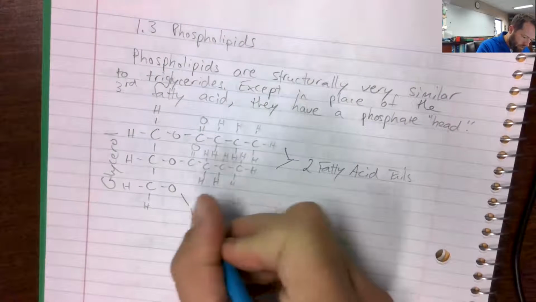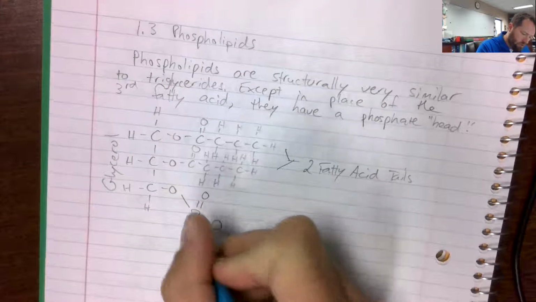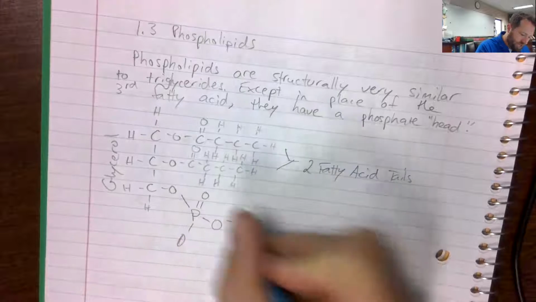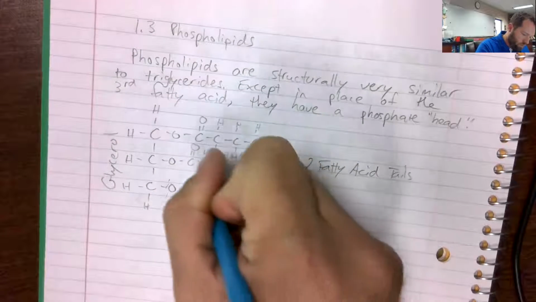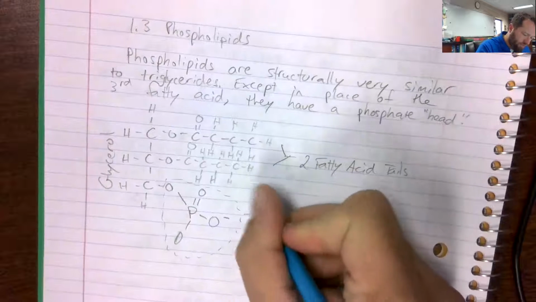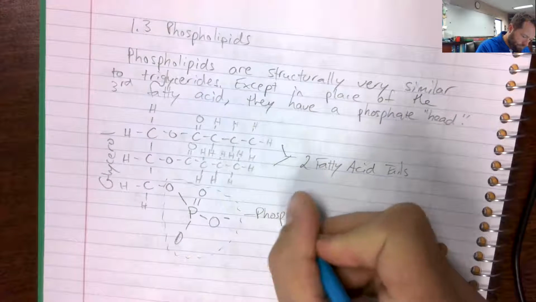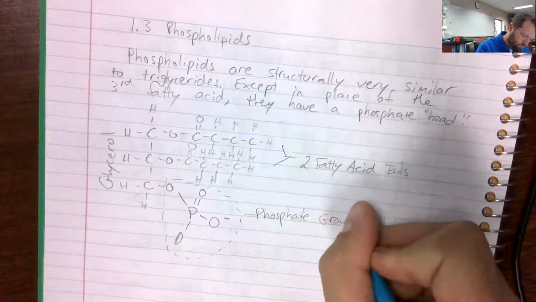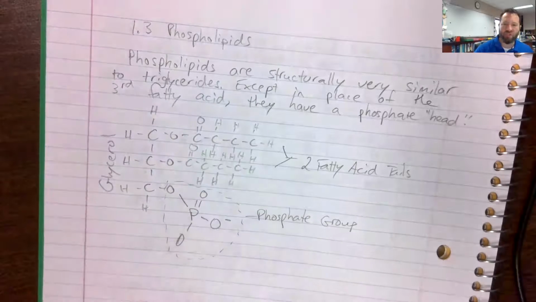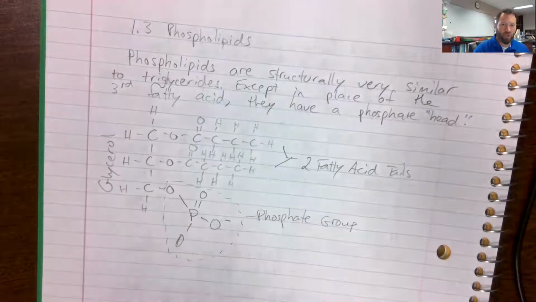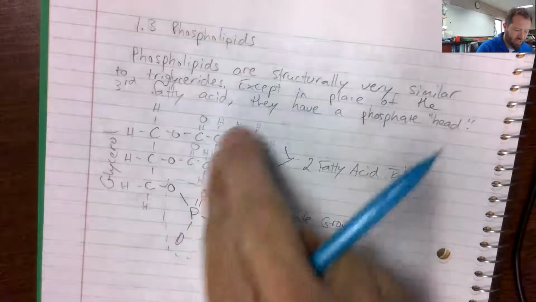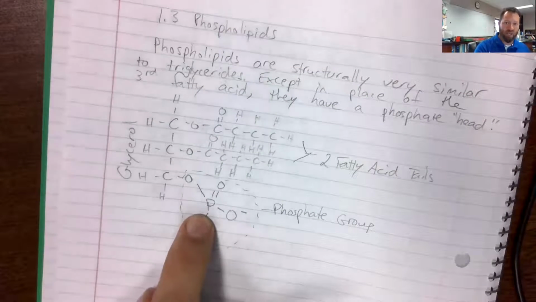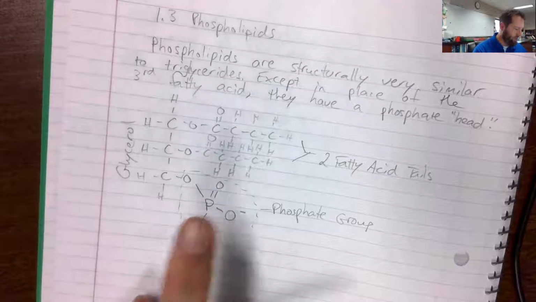We are not going to add another fatty acid tail. Instead, we're going to add what's called a phosphate group. And this is a phosphate group. So the whole thing now is a phospholipid. It's made up of three parts. It's got two fatty acid tails, a glycerol, and a phosphate group head up here on top.